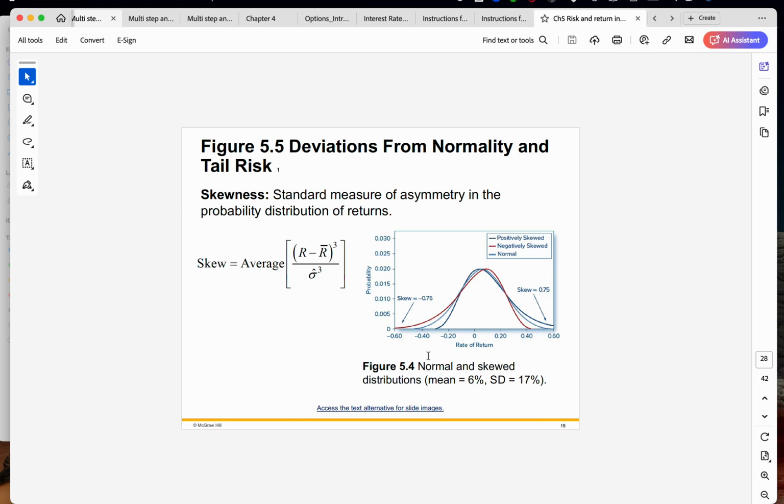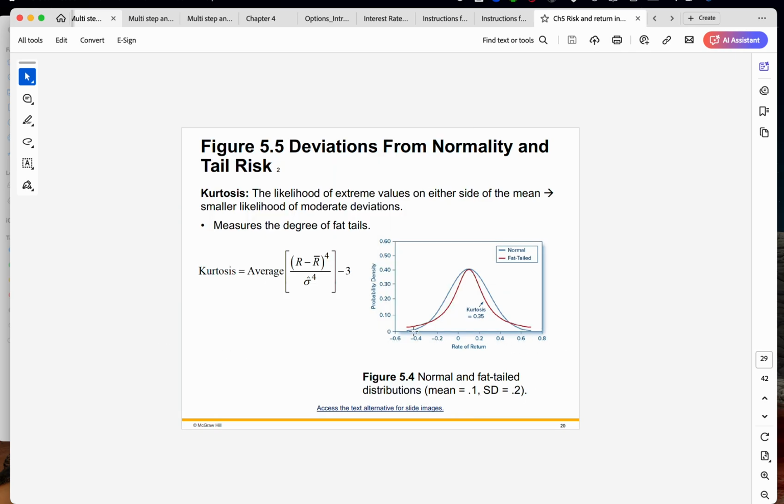Kurtosis looks at fat tails. Basically, as opposed to looking at skew, we're looking at the vertical distribution of the bell curve. So a normal distribution here you see will look like a bell and it will slowly drop off, and then the tails will be small.